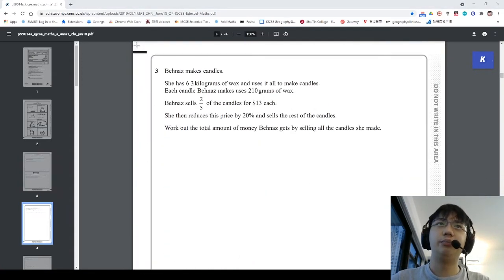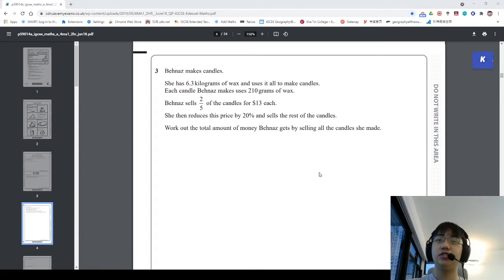Question 3. Behnaz makes candles. She has 6.3 kilograms of wax and uses it all to make candles. Each candle Behnaz makes uses 210 grams of wax. Behnaz sells 2/5 of the candles for $13 each. She then reduces this price by 20% and sells the rest of the candles. Work out the total amount of money Behnaz gets by selling all the candles she made.